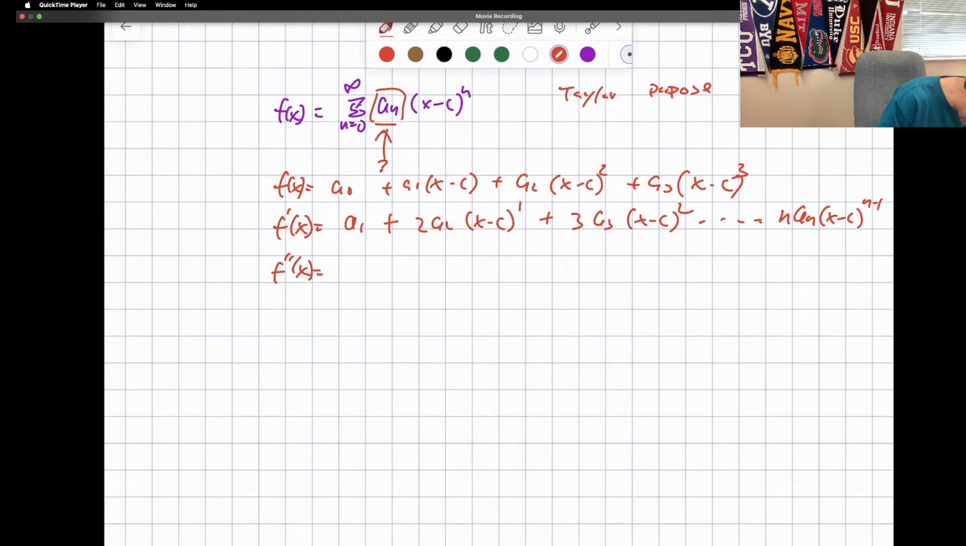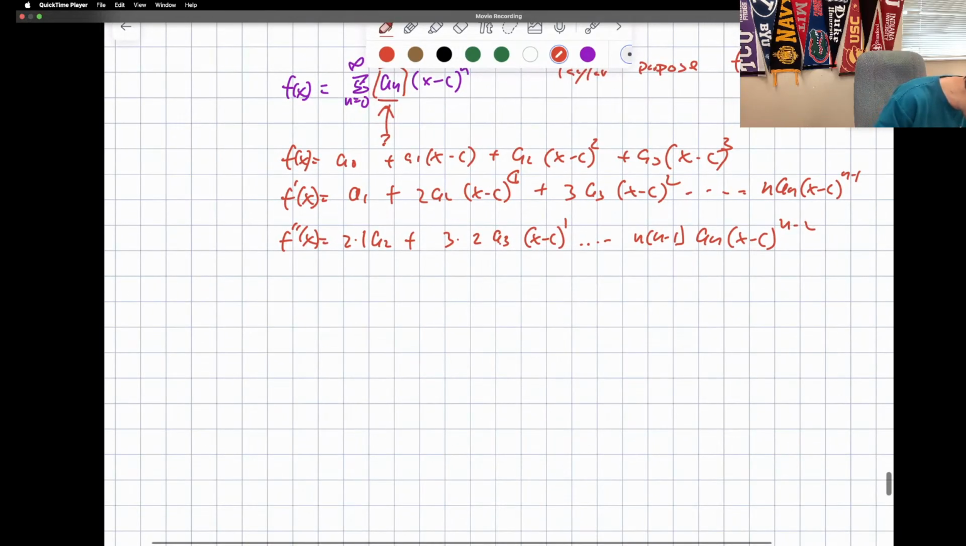It goes away. So what happened when the 1 drops in the front? It'll be 2 times 1, a_2, right? Plus 3 times 2, a_3, right? Does that look familiar? Is that okay? And this is going to be n times (n minus 1) a_n (x minus c) to the n minus 2. So that's the second derivative.